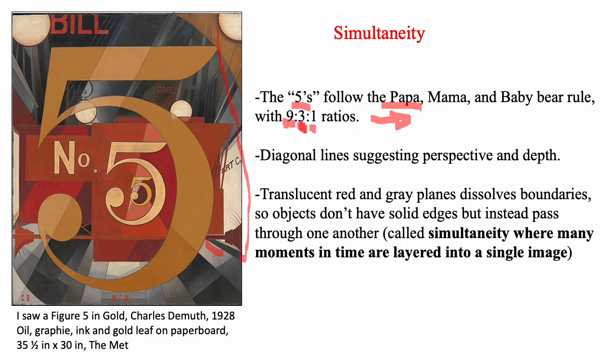There are diagonal lines suggesting perspective and depth, and then there are these translucent red and gray planes that dissolve so that there are no boundaries and the objects don't have solid edges, but instead they pass through one another. And this is called simultaneity, where many moments in time are layered into a single image.